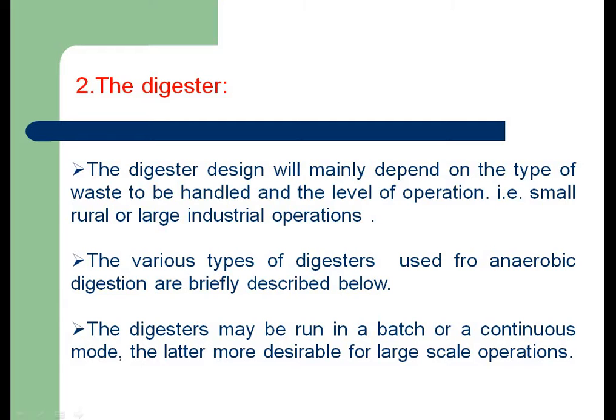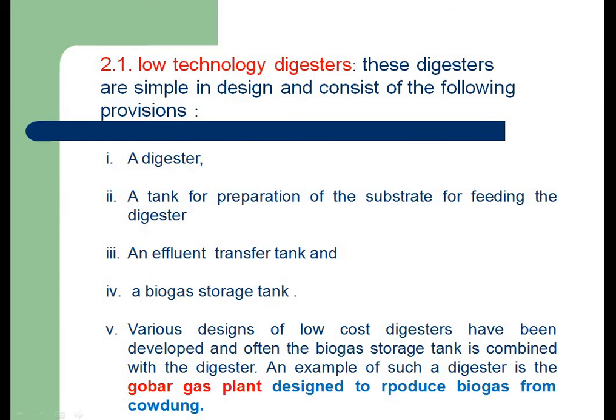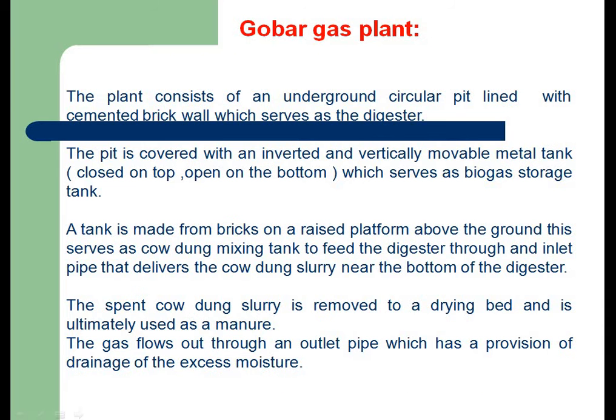The digester may be run in a batch or continuous mode, the latter more desirable for large-scale operations. In that, we see the first one, low technology digesters. These digesters are simple in design and consist of the following. They have a digester, a tank for preparation of the substrate for feeding the digester, an effluent transfer tank and a biogas storage tank. Various designs of low-cost digesters have been developed, and often the biogas storage tank is combined with the digester. An example of such a digester is the gobar gas plant designed to produce biogas from cow dung.